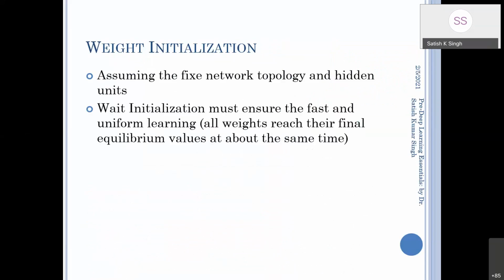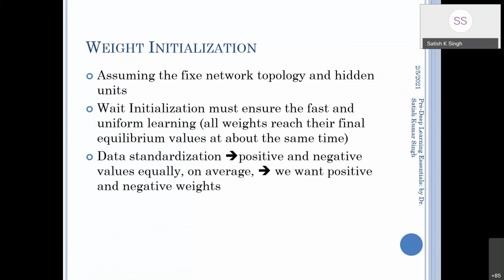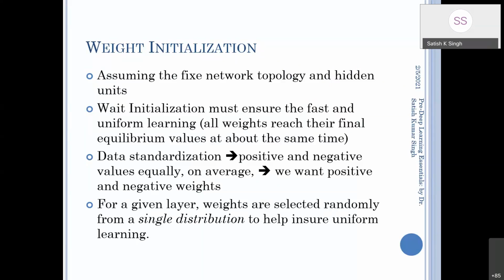Weight initialization must ensure fast and uniform learning. All weights should reach their final equilibrium value at about the same time. So data standardization gives positive and negative values equally, and on average we want positive and negative weights as well. So for a given layer, weights are selected randomly from a single distribution to help ensure uniform learning.